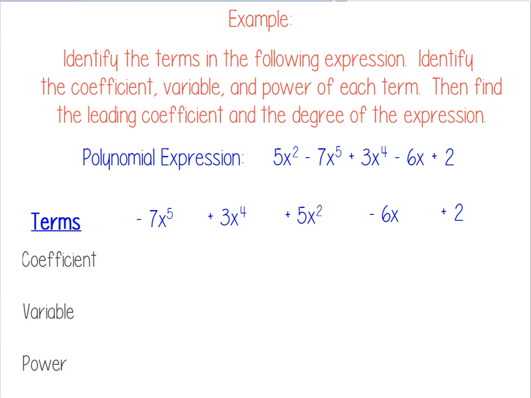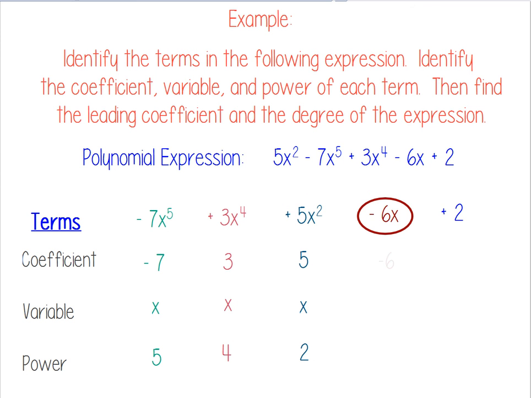So the first term I'm going to look at is that negative 7x to the fifth. Coefficient, or number in front of the variable, is negative 7. Variable is x. And the power is 5. Pretty simple. Let's move on to the 3x to the fourth. Coefficient is 3. Variable x, and power is 4. I'm going to keep doing that with each term. When you're asked to list these for every term, a grid is a great way to do that.